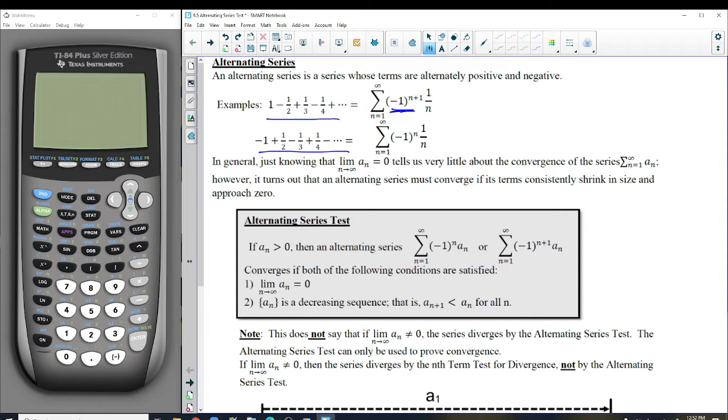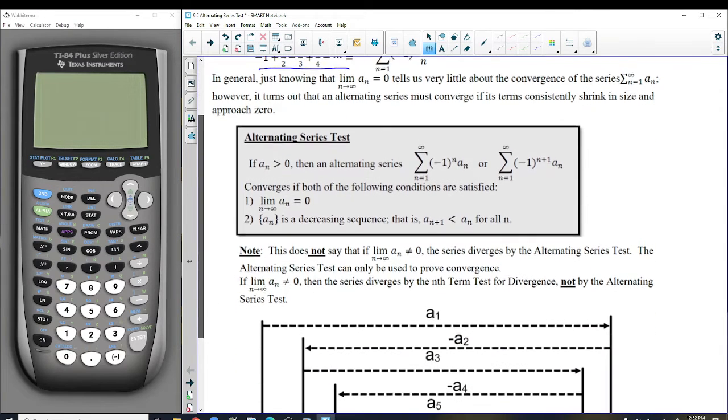In general, just knowing that the limit as n approaches infinity of a sub n equals 0 tells us very little about the convergence of the series. However, it turns out that an alternating series must converge if its terms consistently shrink in size and approach 0. So we have the alternating series test.